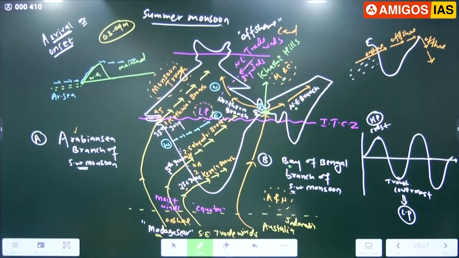Which is known as the Bay of Bengal branch of the southwest monsoon. It travels parallel to the Eastern Ghats.